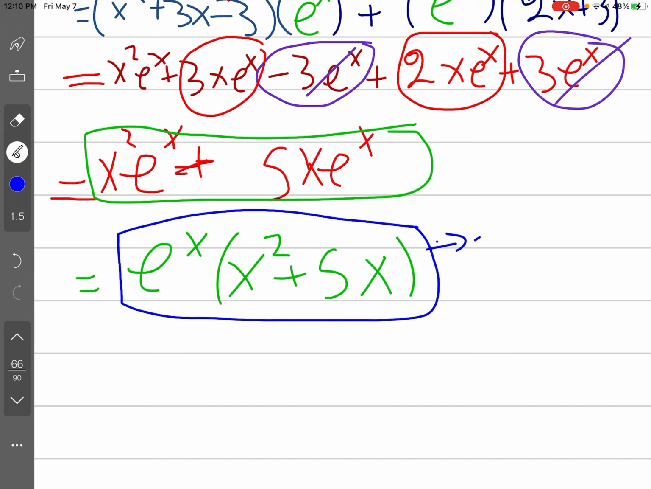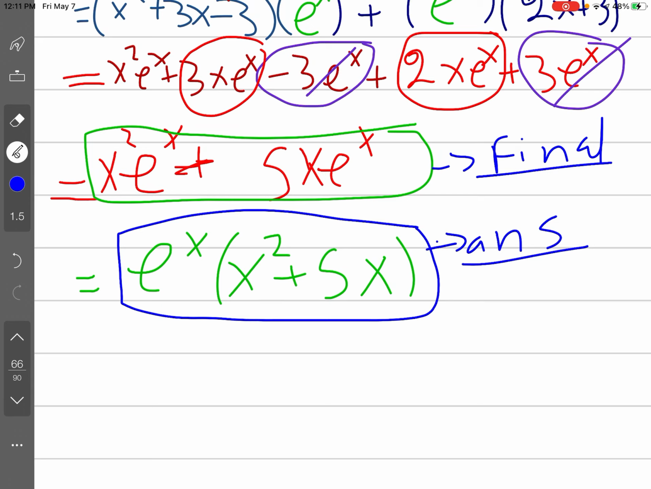So both of them are the answer. This is your final answer. This also is your final answer. Some students like to do this, and some students only want to do this. So there we go. This problem can help you out a lot. Now we're done with this problem.